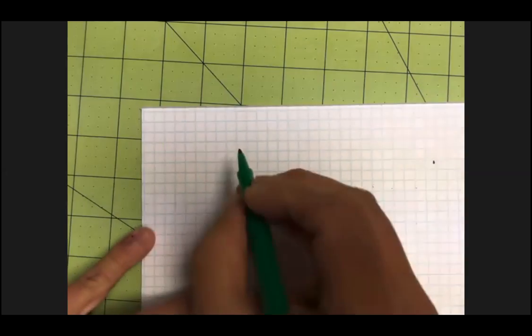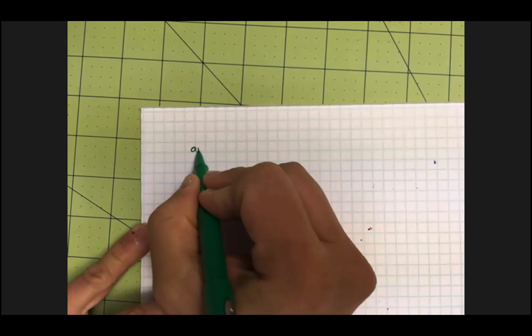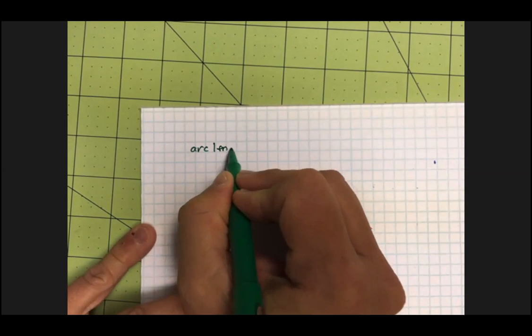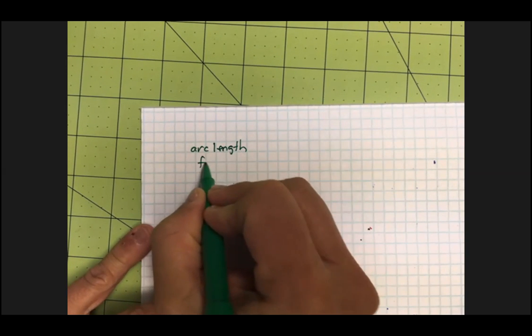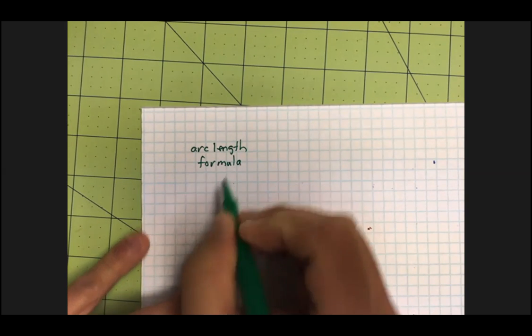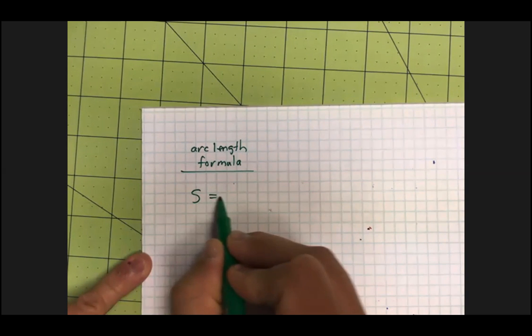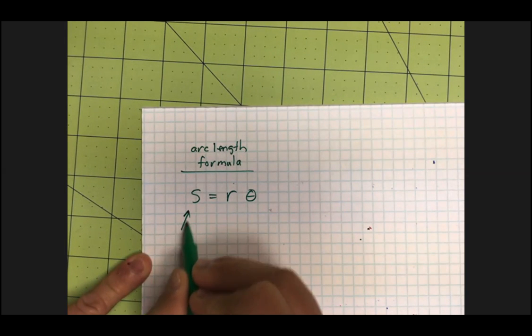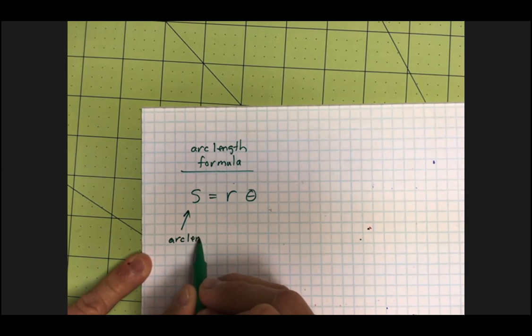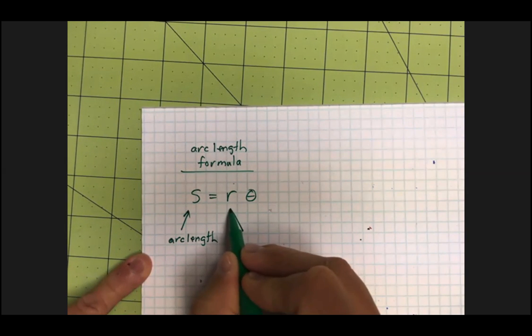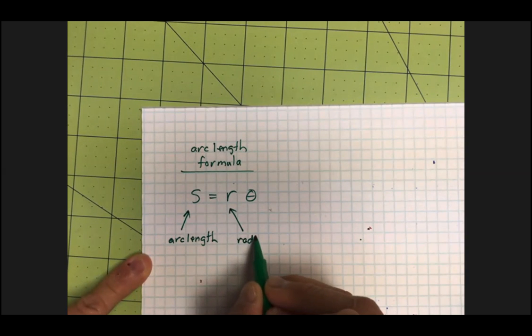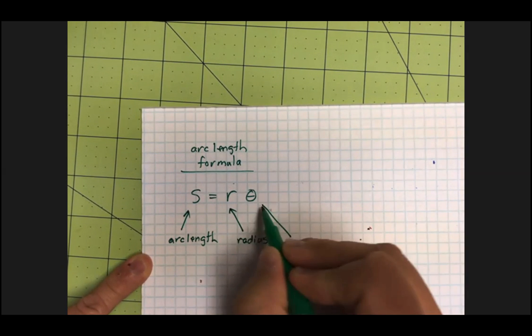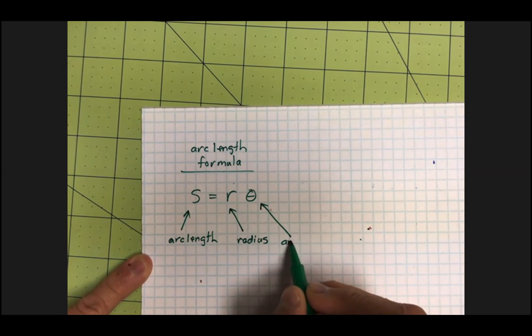Second piece of paper. So this is the arc length formula. S equals R theta. This is the arc length. This is the radius of the circle you're walking on. And this is the angle of the circle that you've traced out, but always in radians.